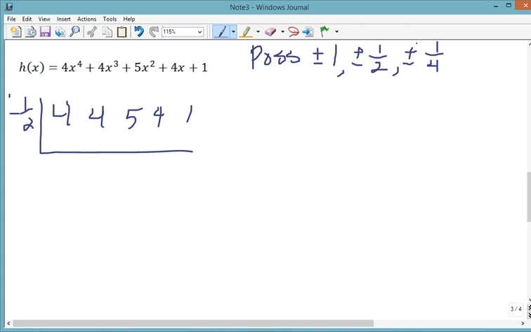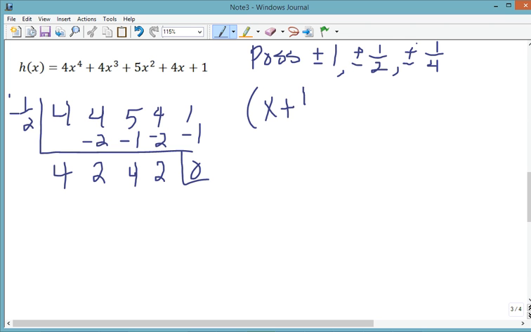Negative 1/2. So bring down the 4, and that is a positive 4. And negative 1/2 times 4 is negative 2, so add that, that'd be 2. And negative 1/2 times 2 is negative 1, so that would be 4. And negative 1/2 times 4 would be negative 2, so that'd be 2. And negative 1/2 times 2 is negative 1. All right, so I have 1. It's x plus 1/2 because negative 1/2 is my 0.